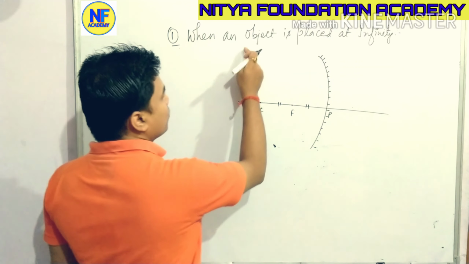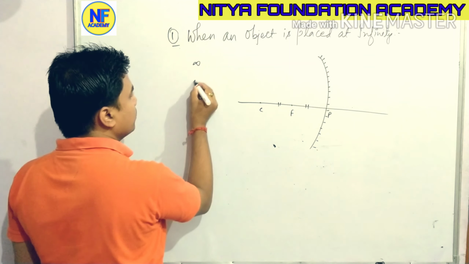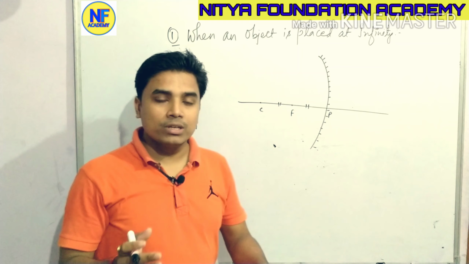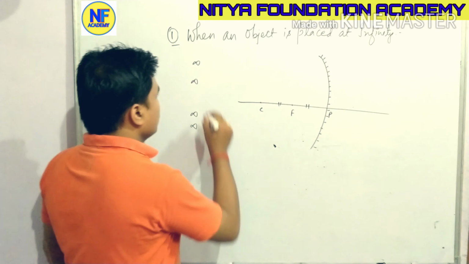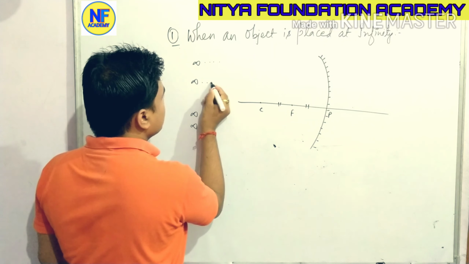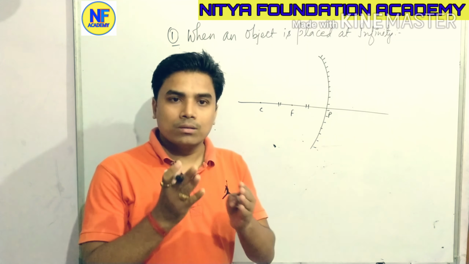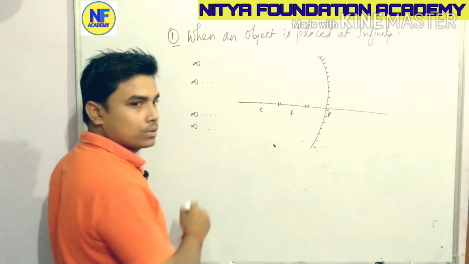So when an object is placed at infinity, suppose this is infinity, it means the object is very far from us. So we use these dots to show the rays which are coming from that infinity.